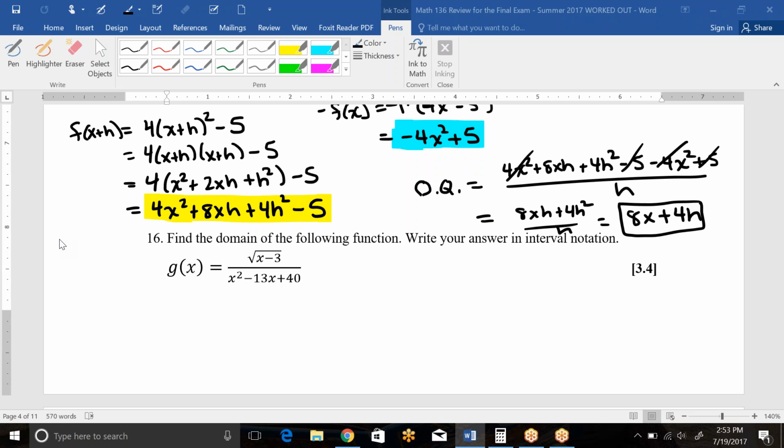Okay, so we're going down to number 18. Sorry, I stopped for a second just to make sure. 16 is from section 3.4 as well, the function section. We're looking at finding the domain of the following function.